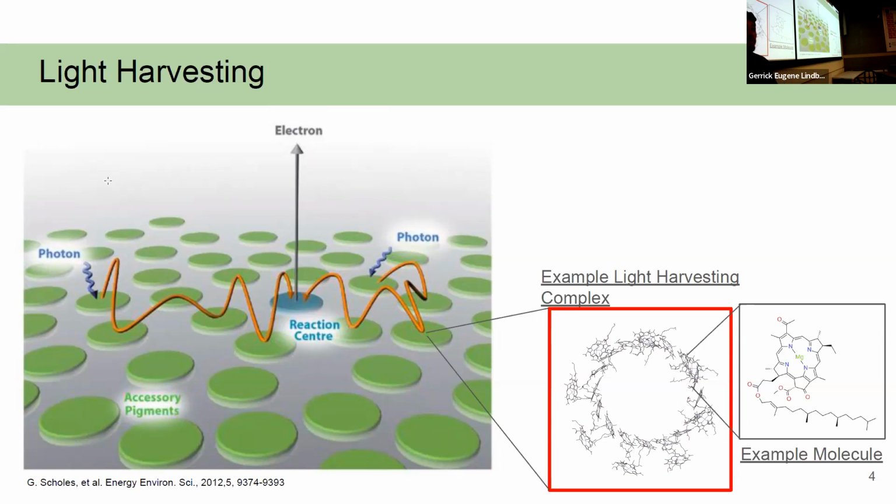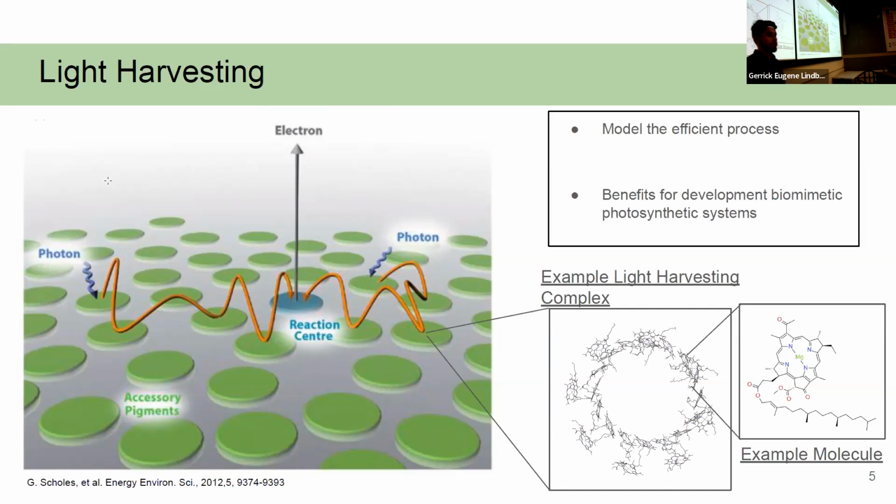The reason I want to study this is because light harvesting is actually a very efficient process. Ideally, you want to be able to model this process and have a better understanding of how it works. Hopefully we can get to the point where we understand it so we can apply what we know to an artificial photosynthetic system as well, because in biology, it's very, very efficient.